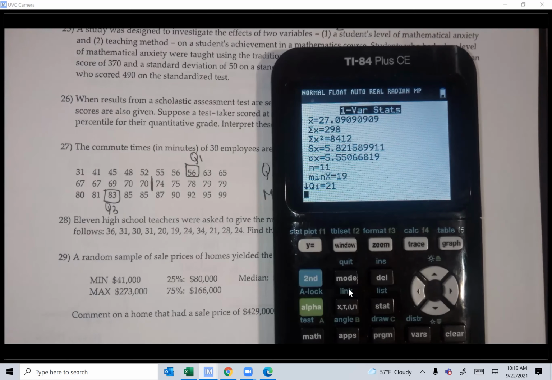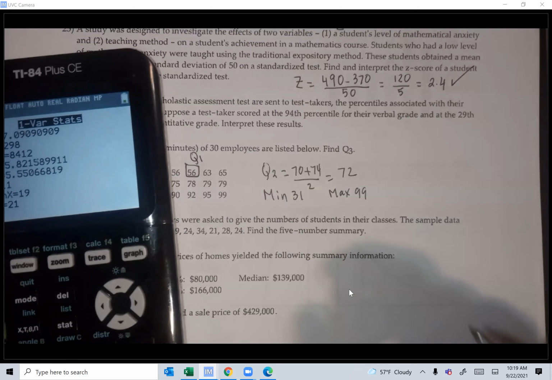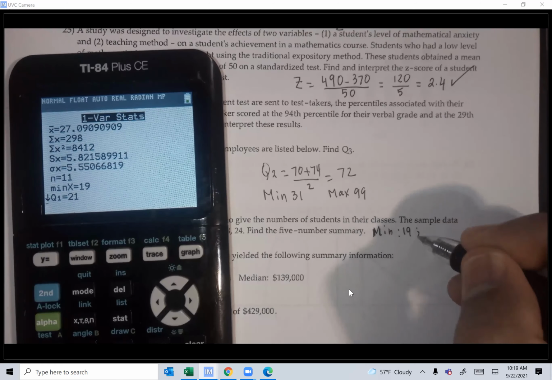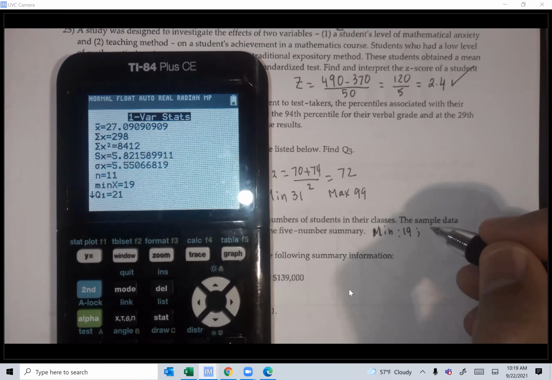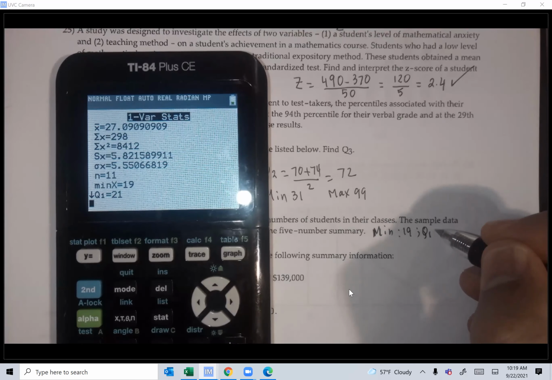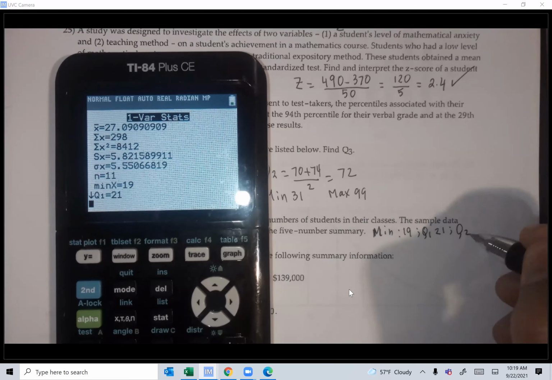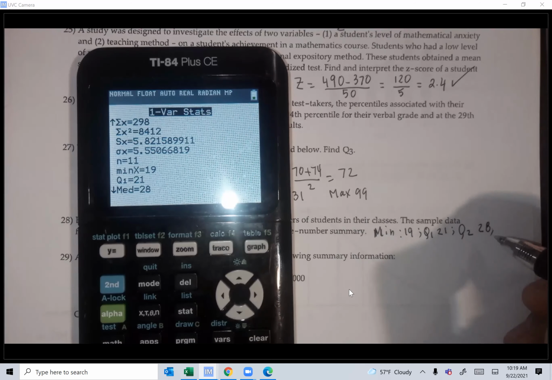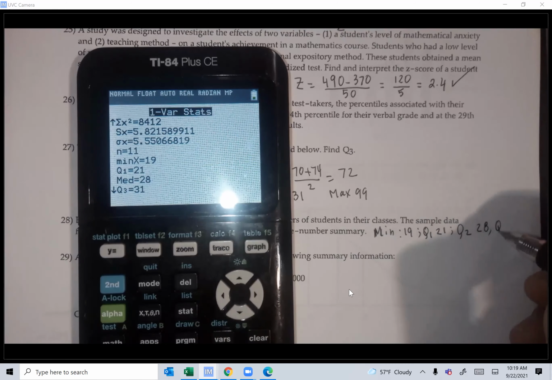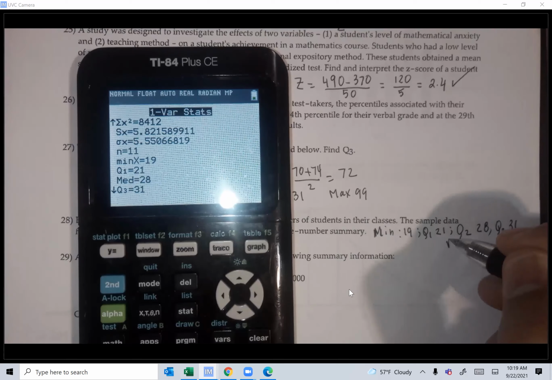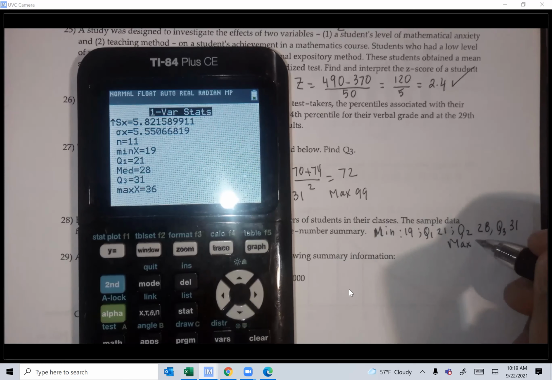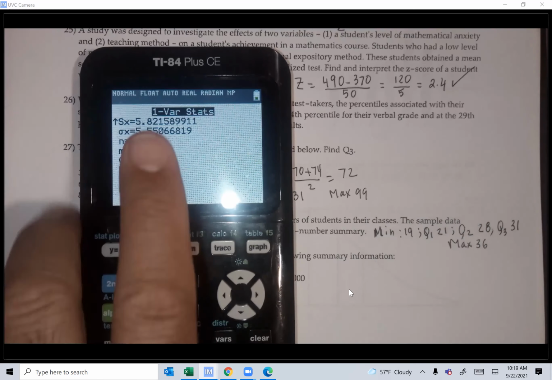Okay, so the 5-number summary. Minimum is 19. Let's list them. Q1 is 21. Q2, which is the median, guys, 28. Q3 is 31. Maximum 36. All right.